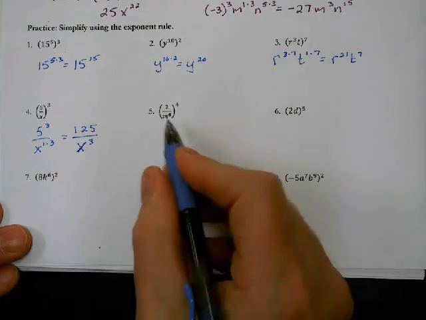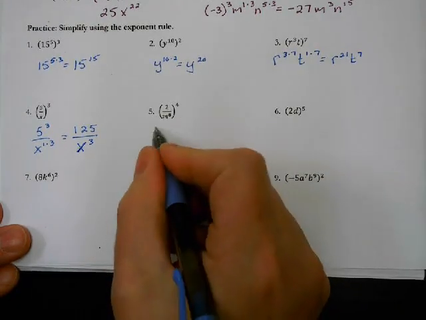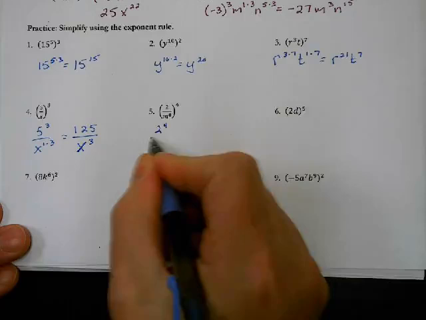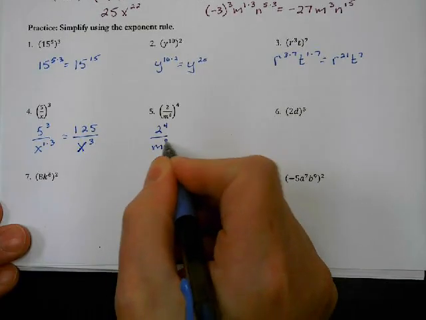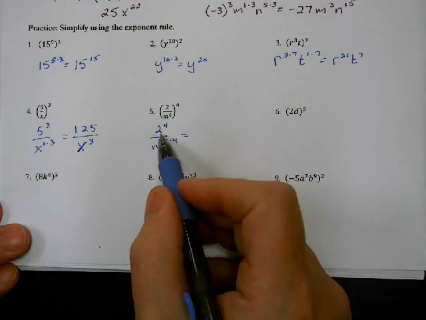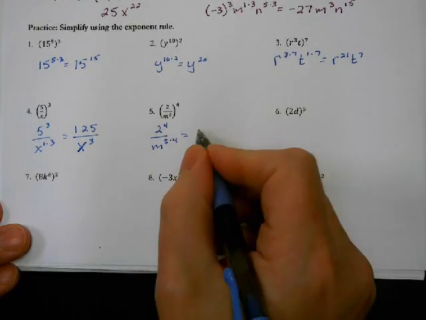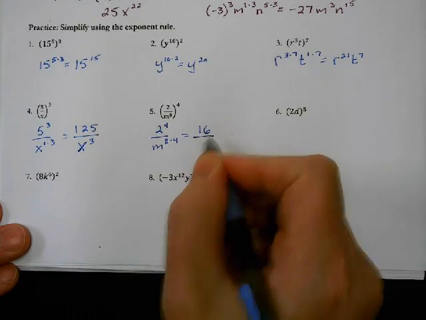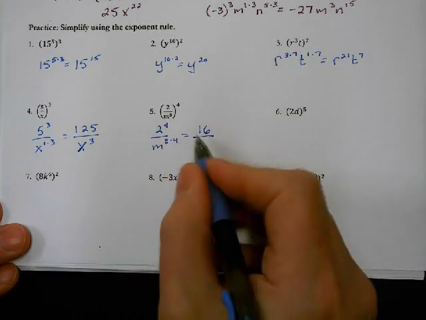Next, 2 to the 4th over m to the 8 times 4. 2 times 2 is 4, times 2 is 8, times 2 is 16. So 2 to the 4th is 16. M to the 8 times 4 is m to the 32nd power.